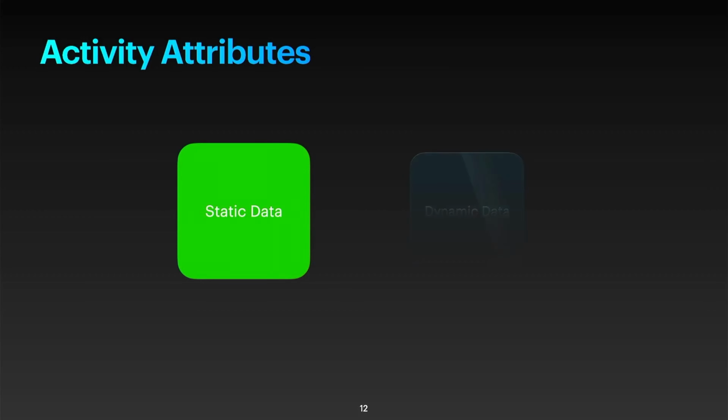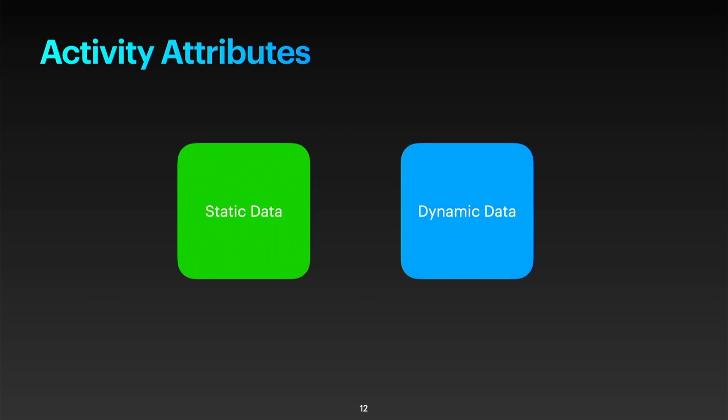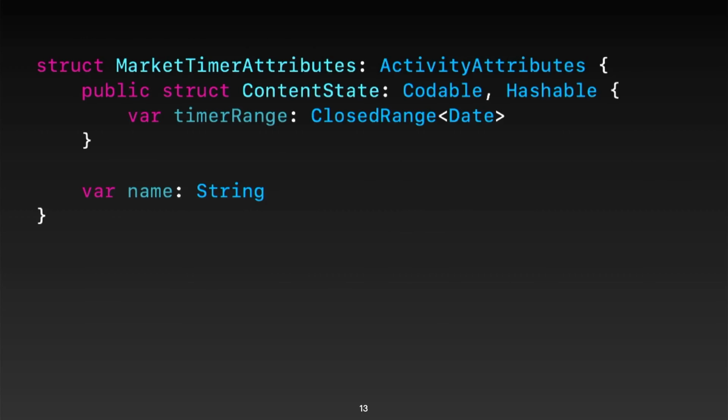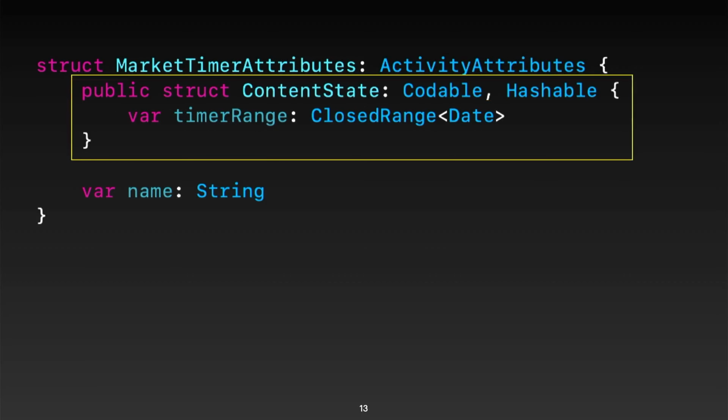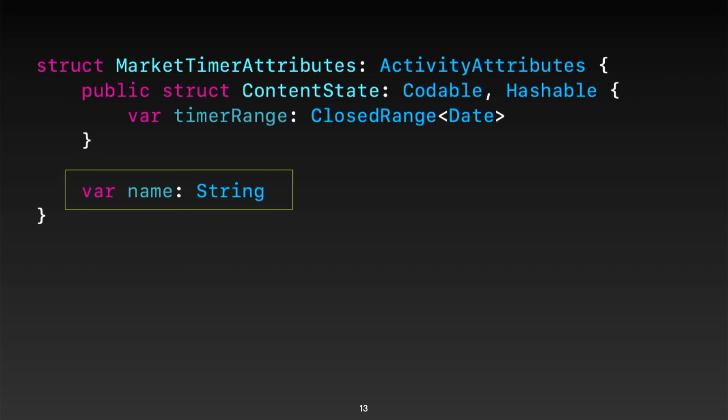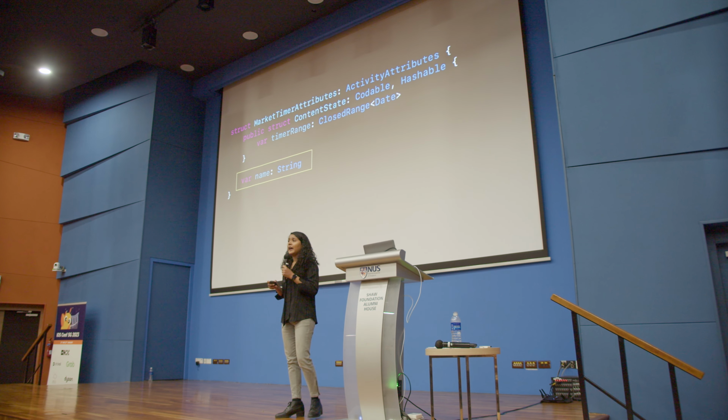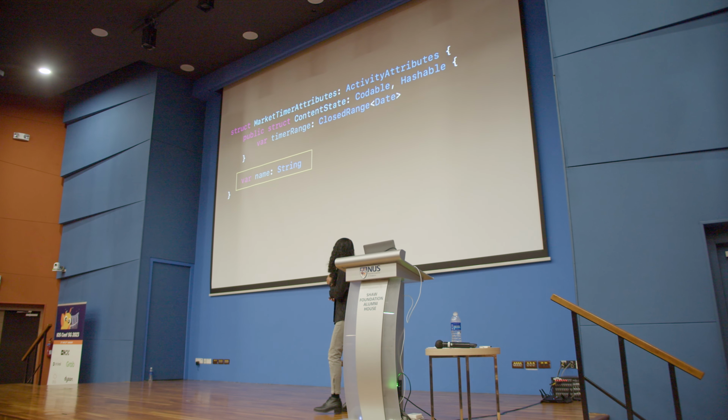Activity attributes dictates the static and the dynamic data for our live activity. For example, this is the activity attribute for my market timer live activity. Here, timer range is part of dynamic data. Dynamic data is provided by the encoded content state, and this information can be of maximum 4 KB, so you can go really wild with it. Here, name is part of static data for our live activity, and it needs to be provided when we are starting the live activity, and it cannot be updated with time.